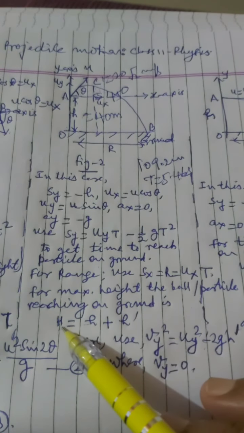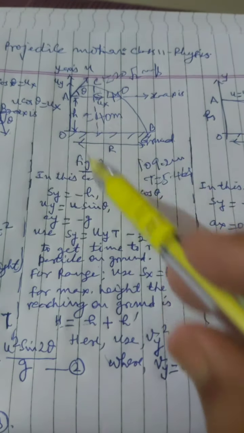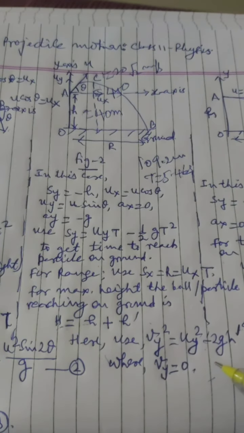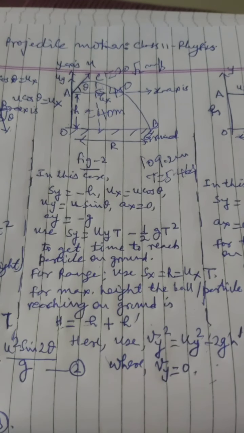Check also the maximum height H, that will be equal to this small h plus h dash, as I explained in this formula. So this is how to calculate questions regarding projectile motion.